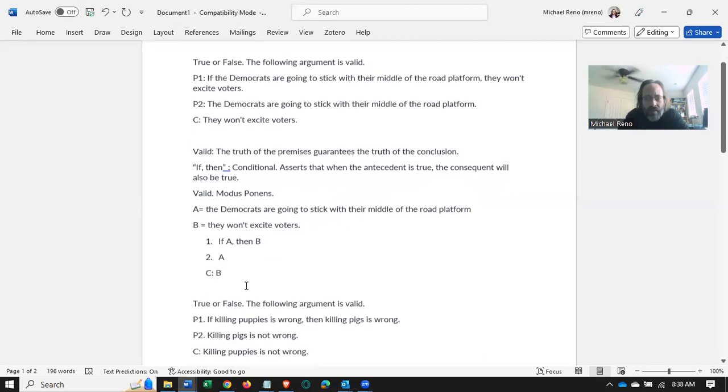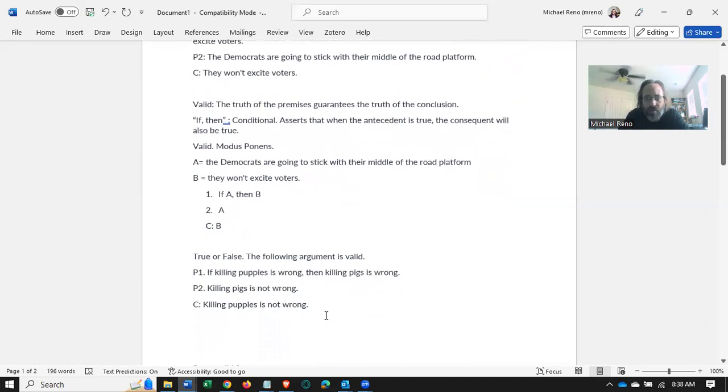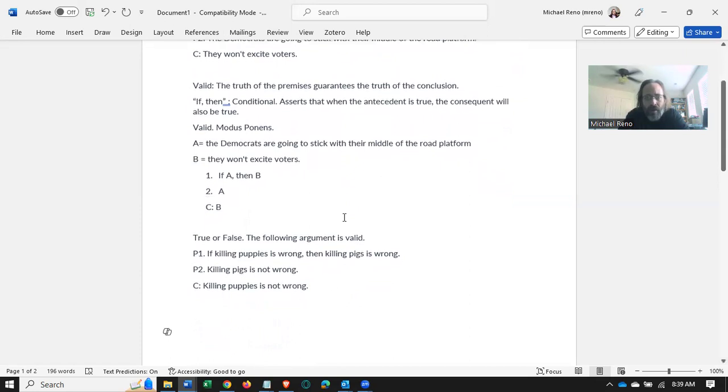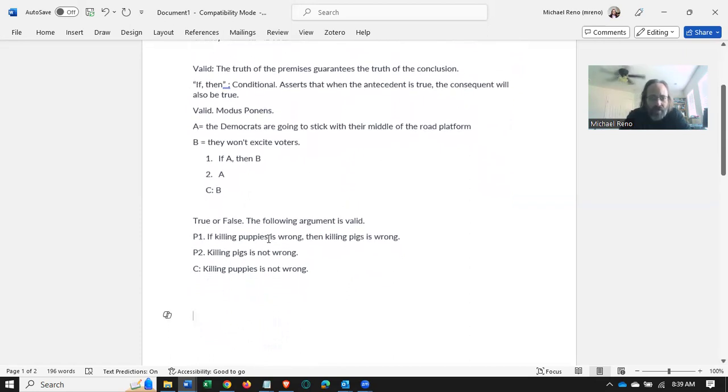Now let's apply that exact same thinking to a slightly different kind of argument. Here, we have the following argument. If killing puppies is wrong, then killing pigs is wrong. Killing pigs is not wrong, therefore killing puppies is not wrong.